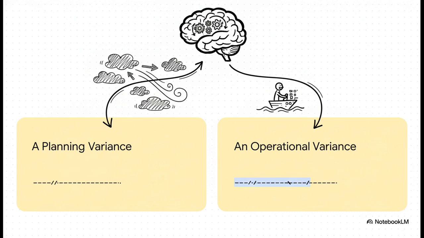This tells you if your original plan was maybe a bit off because of things happening out there in the world. Then, on the other side, you've got the operational variance. This is all about your slice of the pie, your market share. Did you gain or lose ground against your competitors? This is all about your strategy.